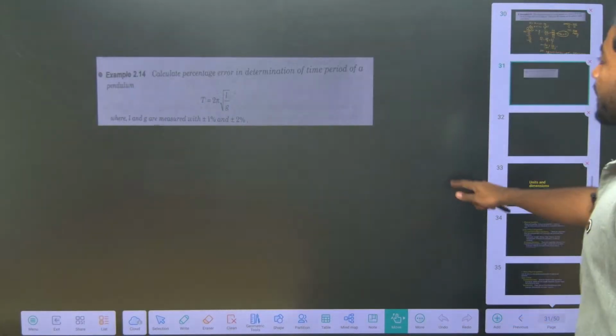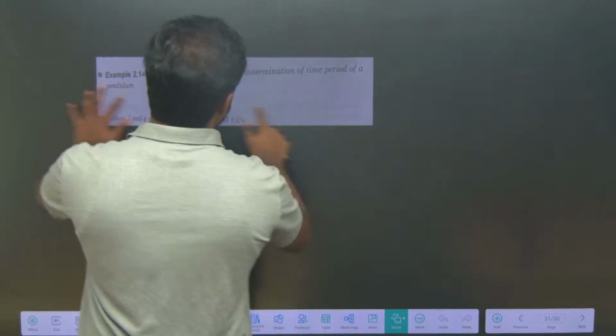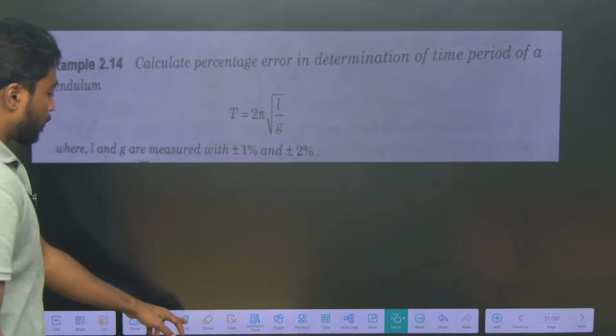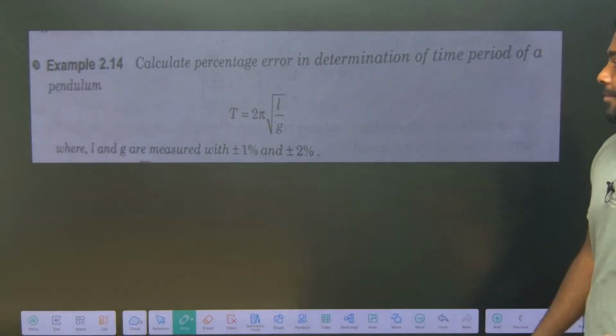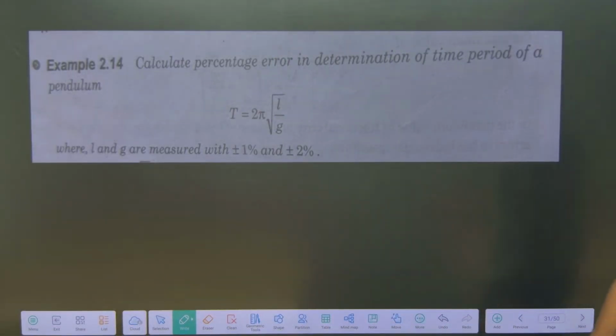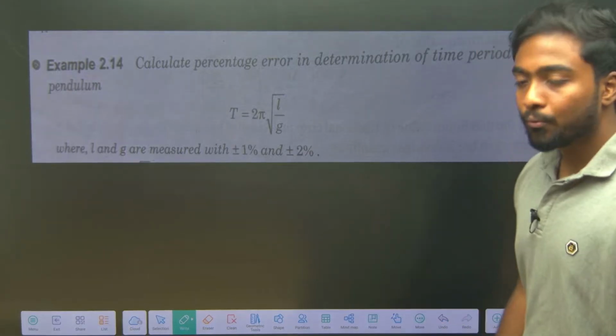So here is the homework question. This is the homework for you. You need to get the answer for this question in the next class. Before starting the class, I will explain this question and we'll go for the next topic.